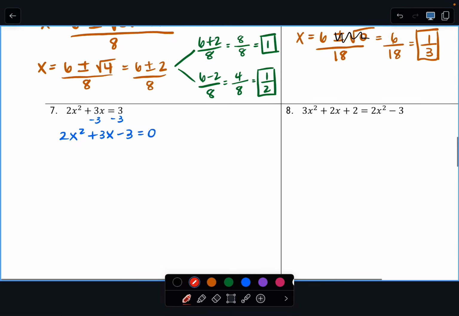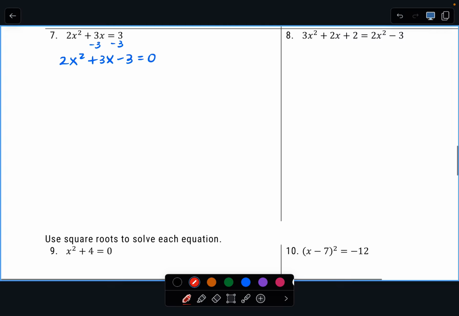My A value. I will tell you this: if you identified your A, B, and C without moving everything over, it would be incorrect. Everything has to be on one side together. So my A is 2, my B is 3, and my C is -3.